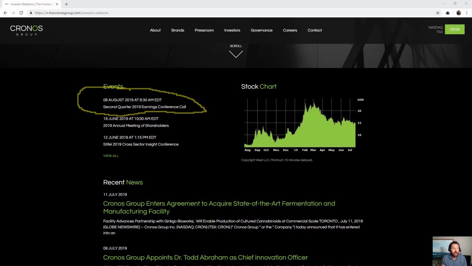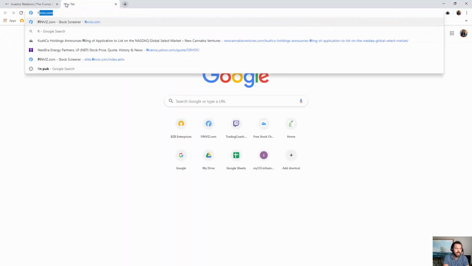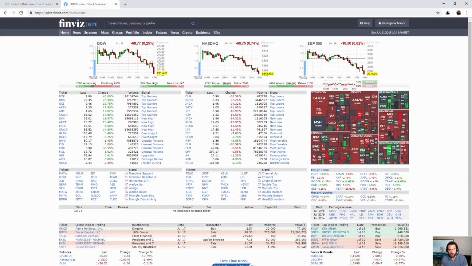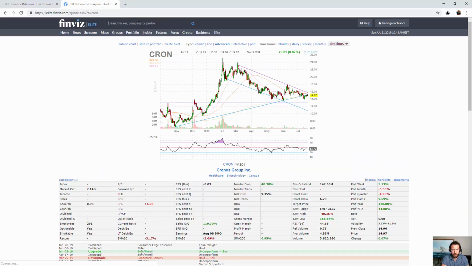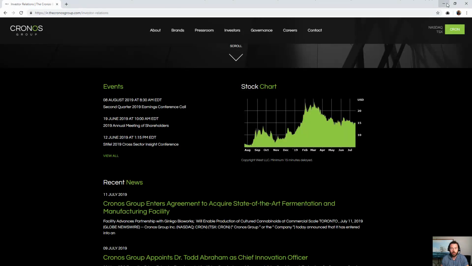Another thing that you can do, and I don't like this as much because you'll find incorrect information sometimes, is go to a website like FinViz. I have no affiliation, nothing to do with this website, but you could Google and there are countless websites out there for earnings dates. And then I'll just type in the ticker symbol. So I'll do CRON. And then down below it says earnings, and it says August 8th before the market opens. Okay, good. Now I have some confirmation. But again, this is not always 100% correct. Investor relations is the go-to.